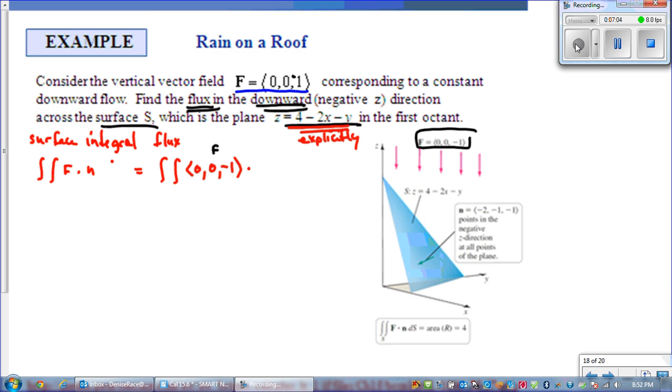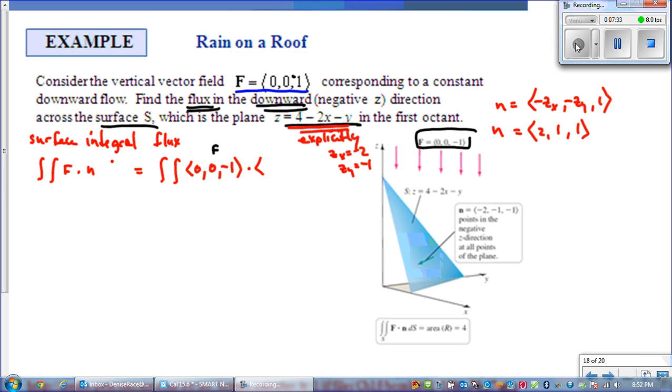And my normal vector will be minus z sub x, minus z sub y, comma 1. Z sub x is equal to negative 2. Z sub y is equal to negative 1. So our normal vector is 2, 1, 1.